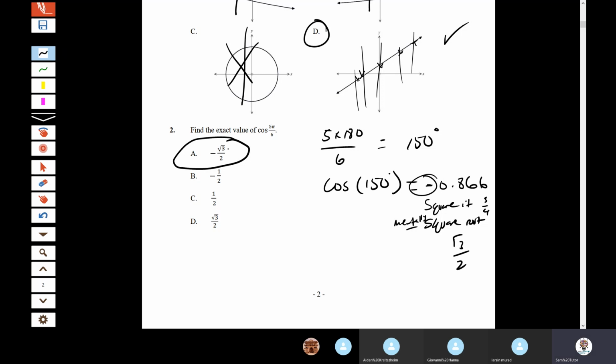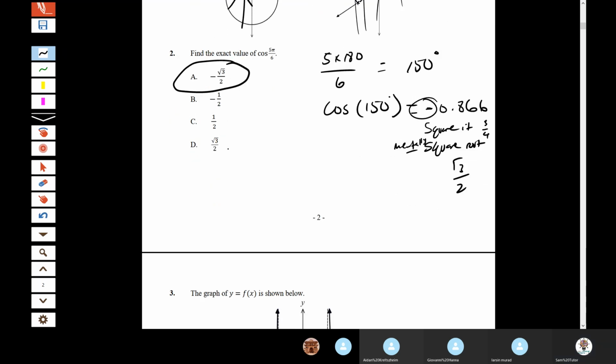Any questions about that? Are you guys all good with that as well? All good. We remember it. Square it, mentally square root.